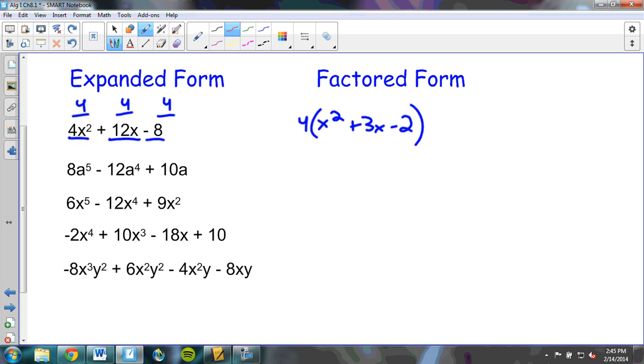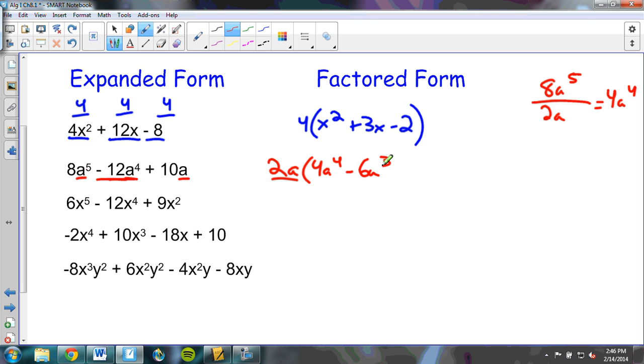I'm going to factor this. What do they have in common? Well, I can pull out a 2, and I can pull out an a. They all have an a in them, so I pull out 2a. When I pull out 2a, I have 8a to the 5th divided by 2a, which is 4a to the 4th. Let me explain what I did there. I did 8a to the 5th, was what I started with, being divided by 2a. So that's 4a to the 4th, just like we did in our last test. So if I do negative 12a to the 4th divided by 2a, that gives me negative 6a to the 3rd. And if I do positive 10a divided by 2a, that's just a positive 5.